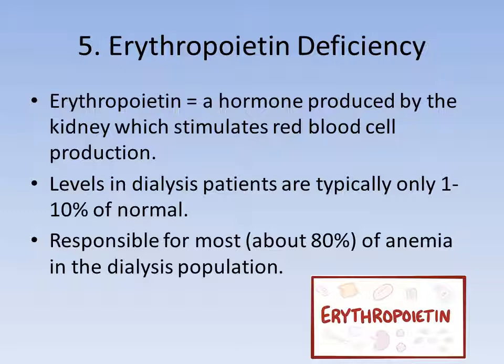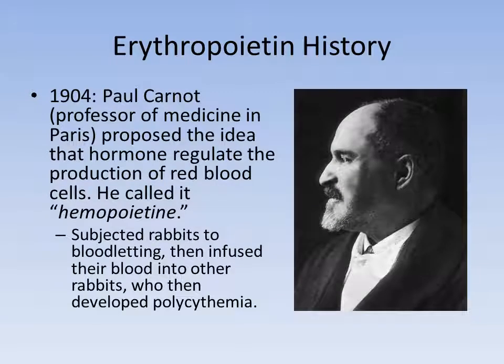Again, about 20% of anemia in dialysis patients is "resistant" to Epogen for various reasons, and inflammation is probably the main factor. Okay, so there's a history to erythropoietin.